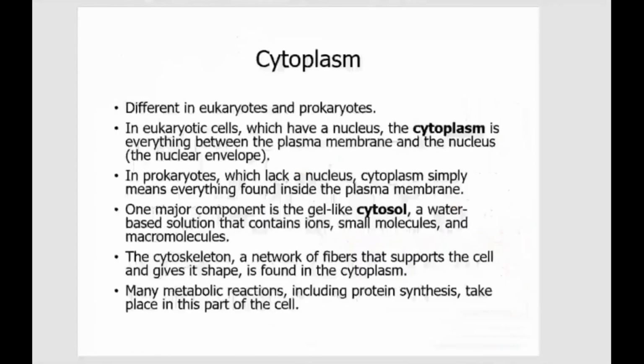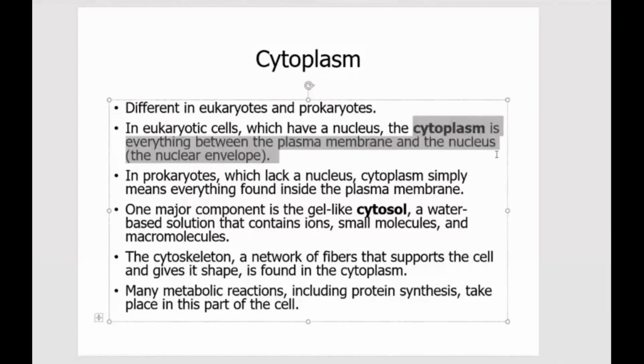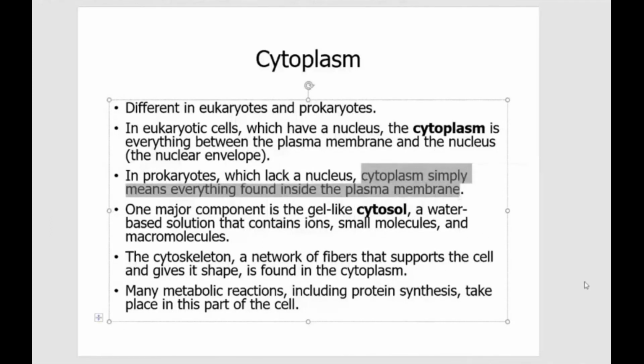Now let's say we cross the cell membrane and we are now entering the cytoplasm. The cytoplasm is a very big area. It contains everything between the plasma membrane and the nucleus. Your textbook may say nuclear membrane or nuclear envelope. It's the same thing. It's just the membrane that defines the nucleus. In prokaryotes, those cells don't have a nucleus, so the cytoplasm is really everything inside the cell.